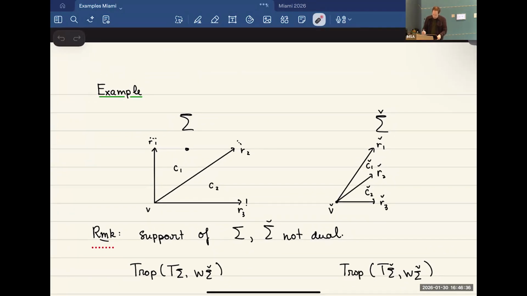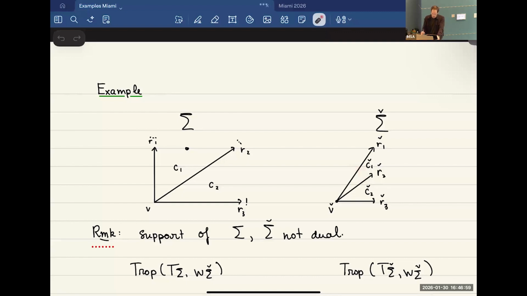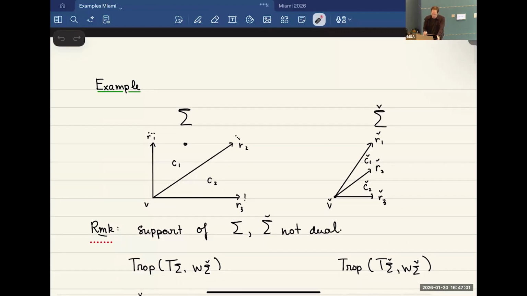So here we have something I'll call sigma and sigma check. These are very clearly just two fans sitting inside of dual spaces, if you want to think about it that way. You can check that the relationship I mentioned holds for these, just because one of these lives in the positive quadrant, and the other one also lives in the positive quadrant. The thing that I want to notice here is that I don't require the support of sigma and sigma check to be dual. There's nothing at all about this. It's just very, very open and broad here.